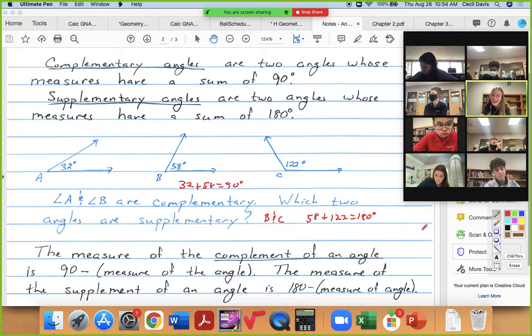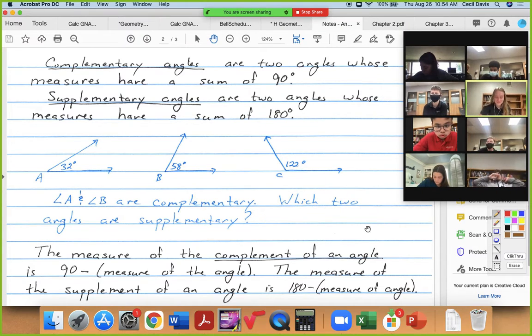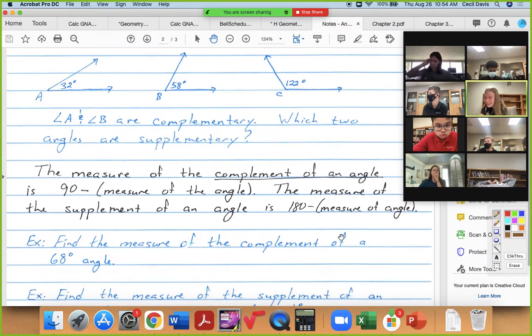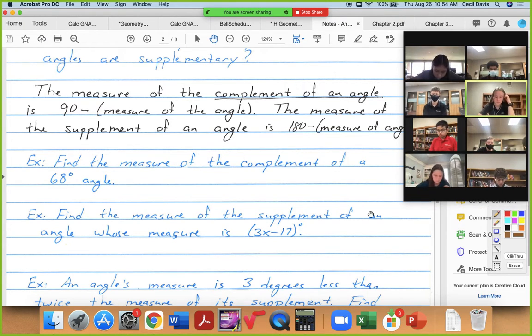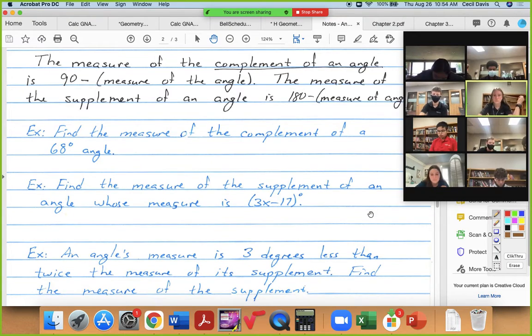All right, so that is the really basic part of complementary and supplementary, and you've done that before. What you haven't done before is this. You haven't talked about the complement of an angle. So the measure of the complement of an angle is 90 minus the measure of the angle. And the measure of the supplement of an angle is 180 minus the measure of the angle. So the complement is the piece that you need to add to your angle to get to 90 degrees. And the supplement of an angle is what you need to add to that to get 180 degrees.